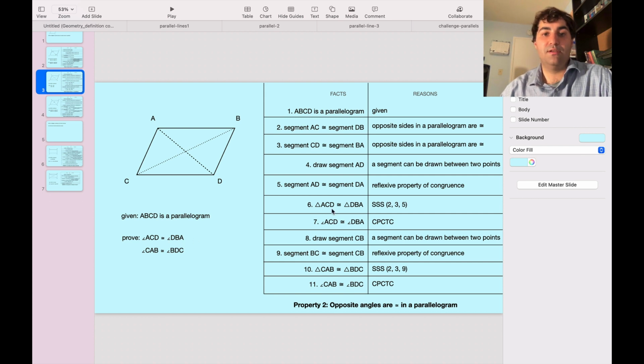This is why ordering is so important when you're doing congruences between triangles, because if the letters don't match up in a certain way, then you're going to get something wrong when you apply the corresponding parts of congruent triangles are congruent.